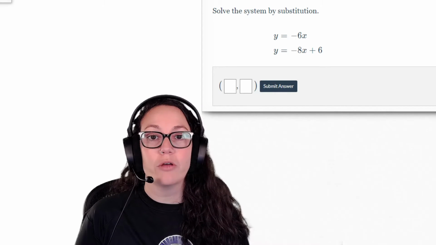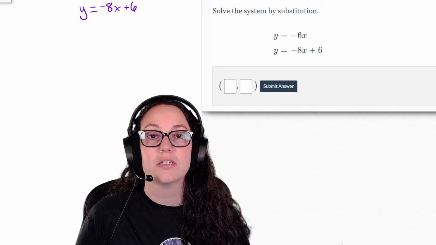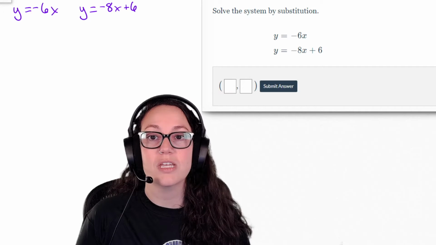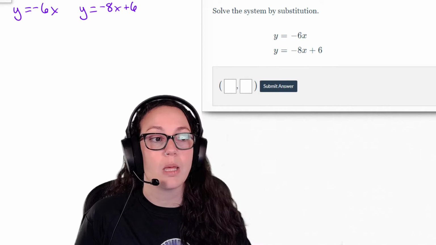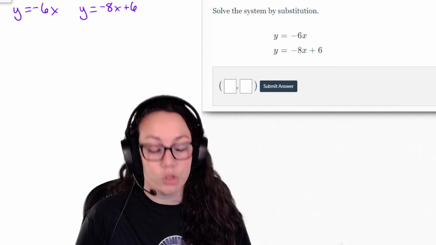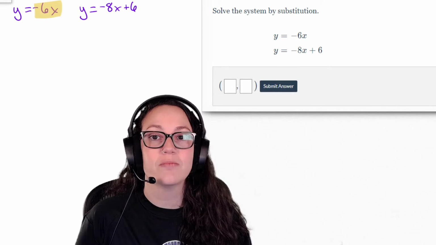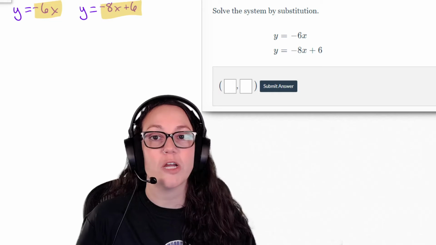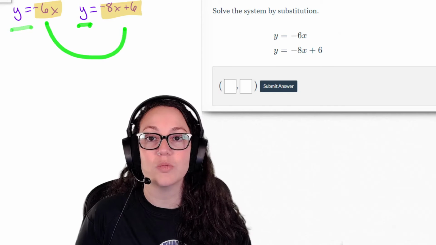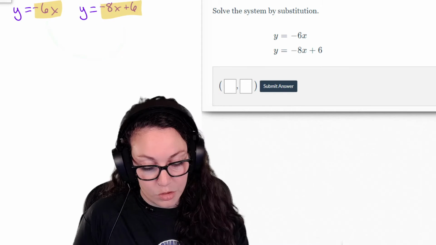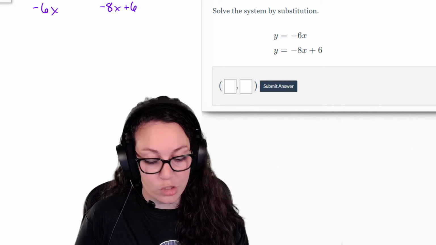So first we want to look at our equations. We have y equals negative 8x plus 6 and y equals negative 6x. So those are our two equations. Because they are both equal to y, we can say that this expression is equal to that expression. They're equal to the same thing, so they must be equal to each other. So let's go ahead and set them equal to each other.